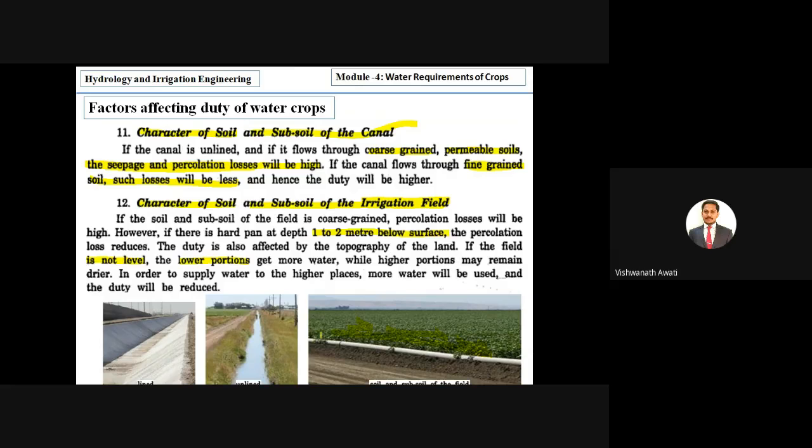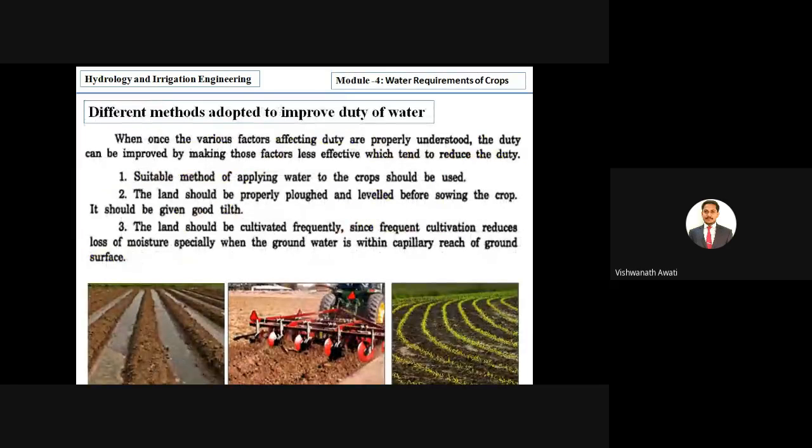Okay, so then we'll go for the next topic: different methods adopted to improve the duty of water. After studying the different factors which are controlling, next we are going for how to improve it. If the duty is reducing, then how to improve the duty of water, correct? So we'll see one by one the points, similar points. And one thing is, when we get to know the different factors affecting the reduction of duty, then we can easily improve the duty of water.